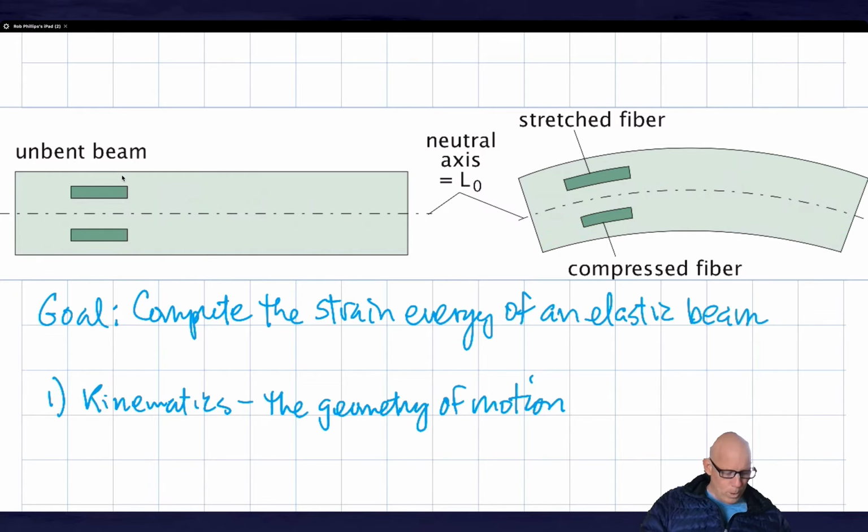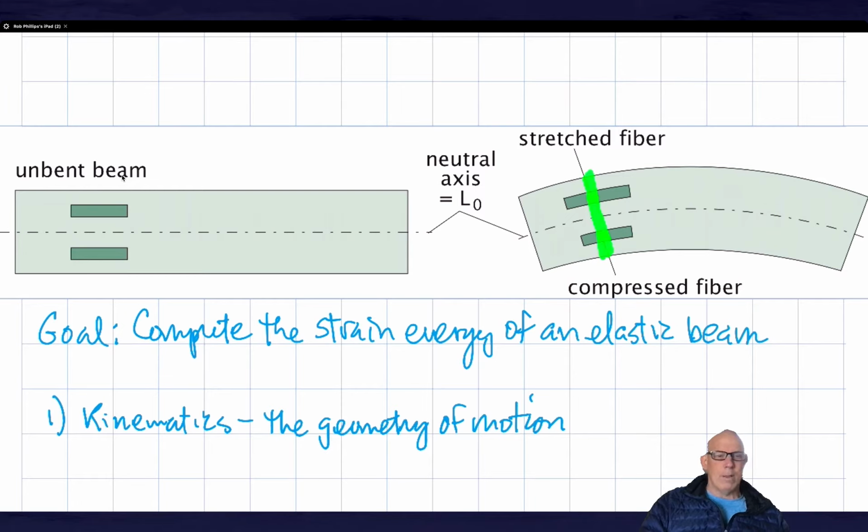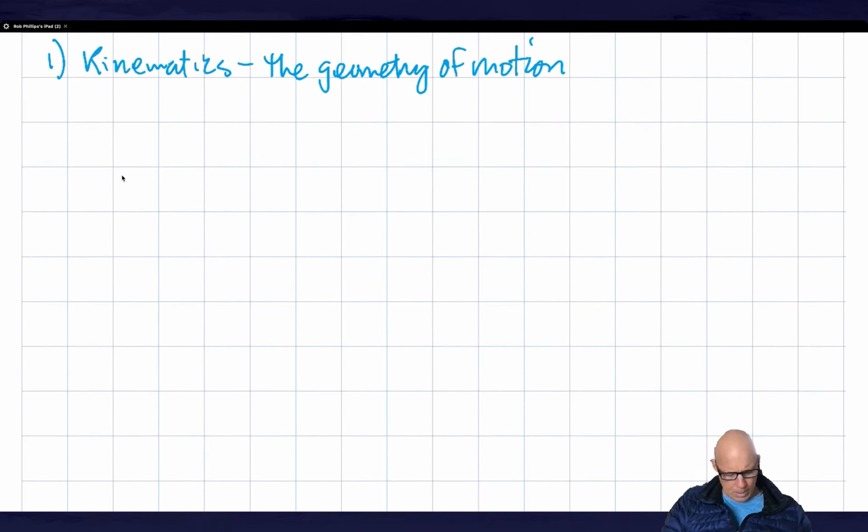And what we're going to do to find the energy is we're going to sum up over all of these fibers, z by z by z, in other words, going up and down from the neutral axis, and we'll figure out how much each one of those is elongated, and we'll use that in order to write down the energy. Okay, so we need to do a little bit of geometry first, since we're talking about kinematics.